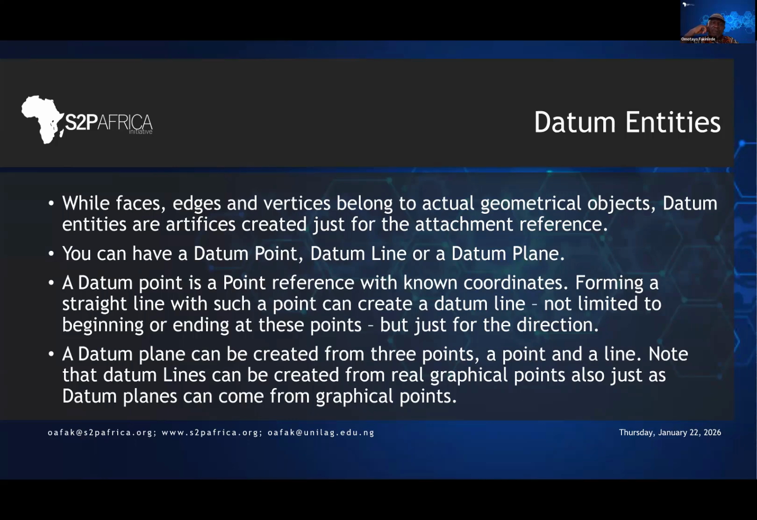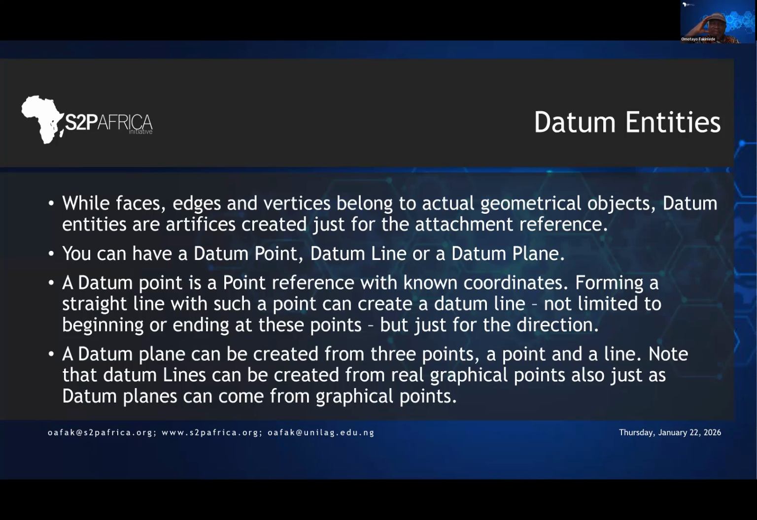Forming a straight line with such a point, you cannot form it with a single point because it will be undefined. You need two. But even if you form it with 2 points, the datum line is not limited to those 2 points because it is an infinite line. It's just the direction that it is representing.